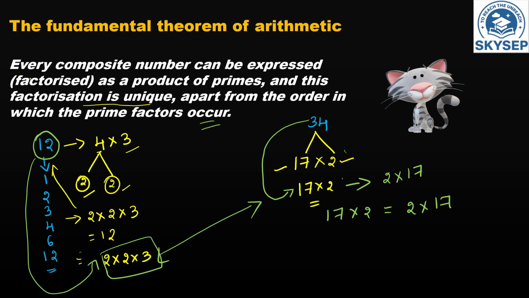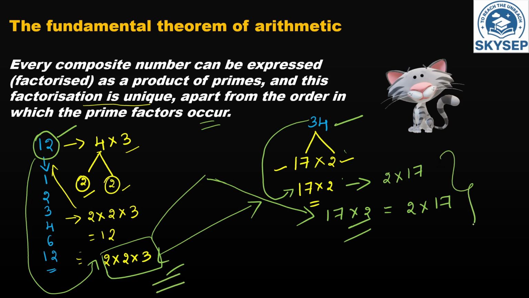So just revisit the statement once again. Every composite number can be expressed as a product of primes, and this factorization is unique for each number apart from the order in which the prime factors occur. This is the core concept. You should have a clear understanding in this chapter.